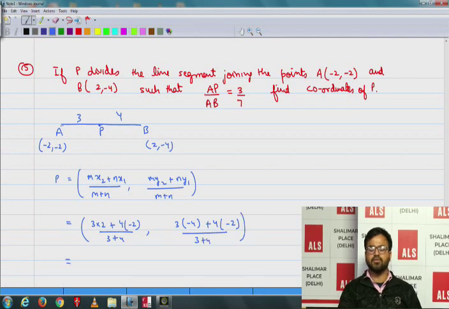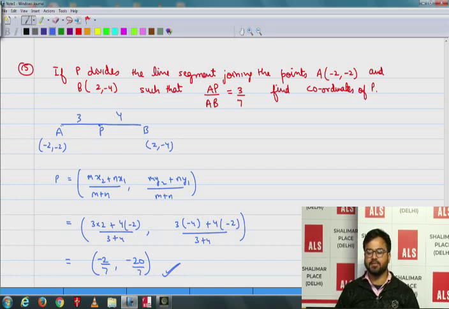So that will give you minus 8 plus 6, which is 2 over 7, and this is minus 8 and minus 12, which is minus 20 over 7. So 6 minus 8, which is minus 2. So minus 2 by 7 and minus 20 by 7. These are the coordinates for the point P.